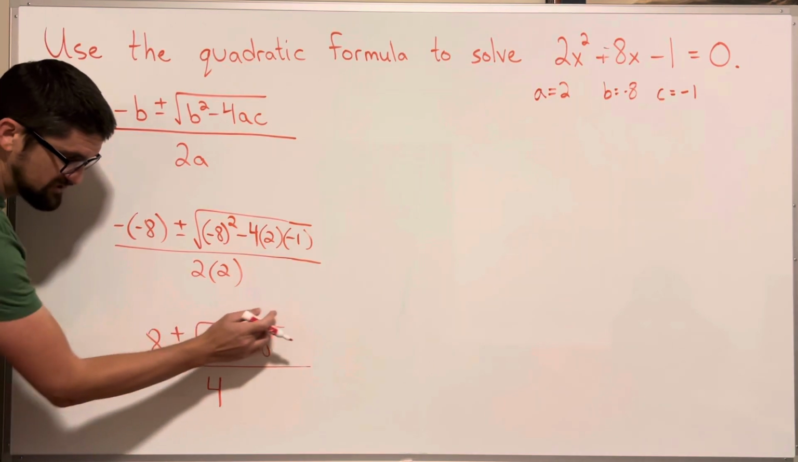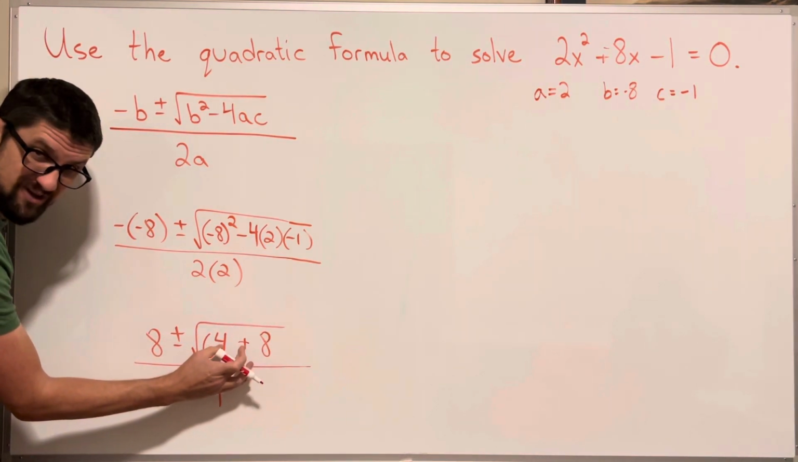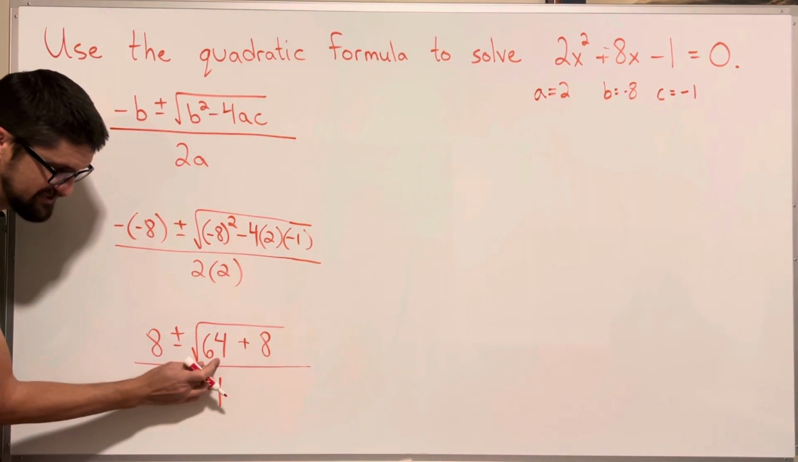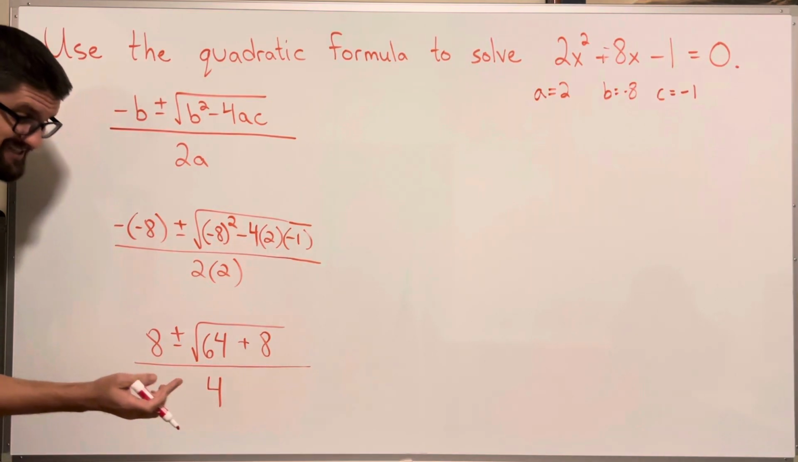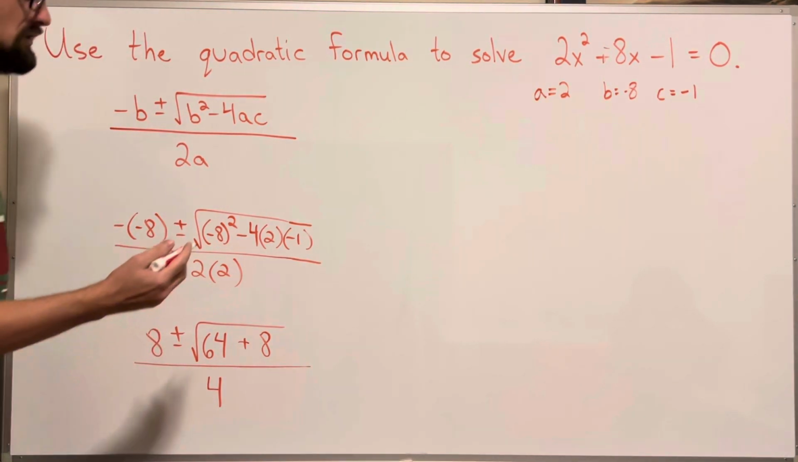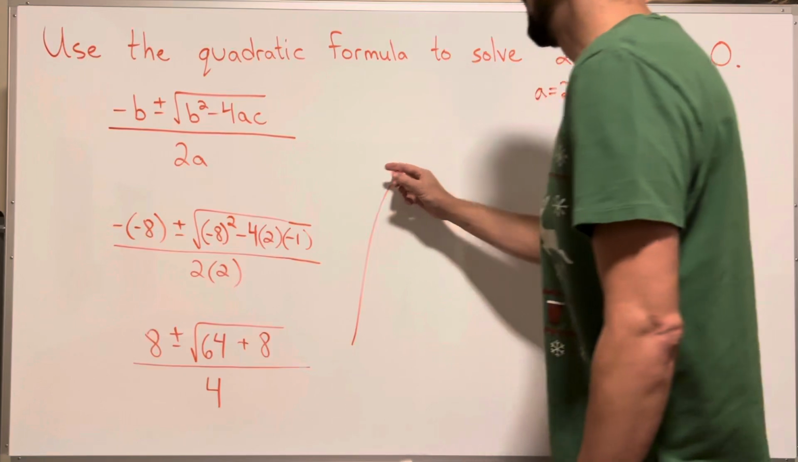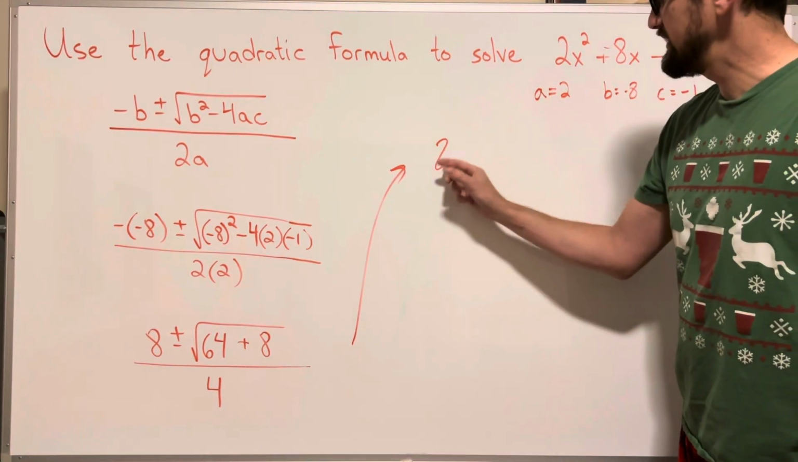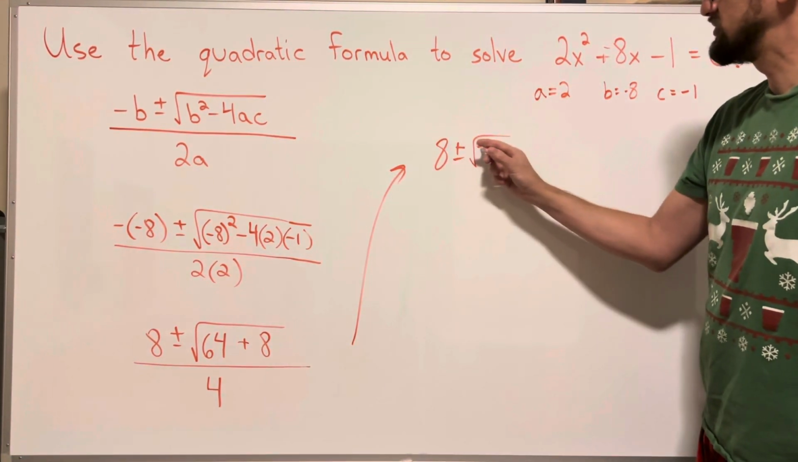Now, the root symbol is acting like a grouping symbol. You need to do inside first. 64 plus 8 is 72. So I have 8 plus or minus square root of 72 over 4.